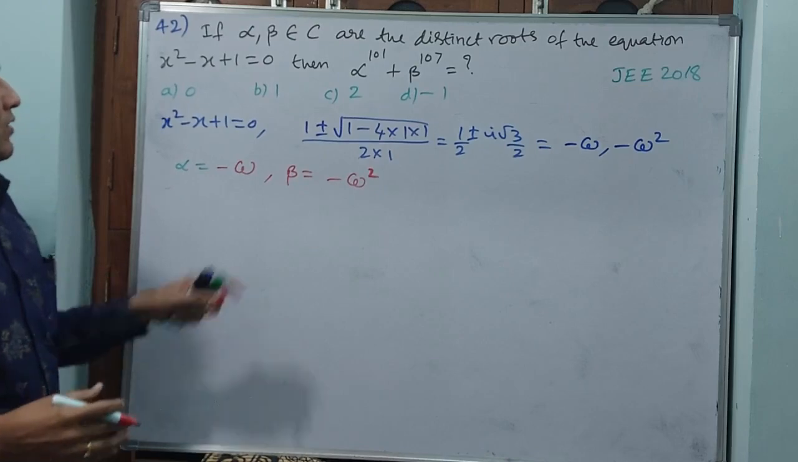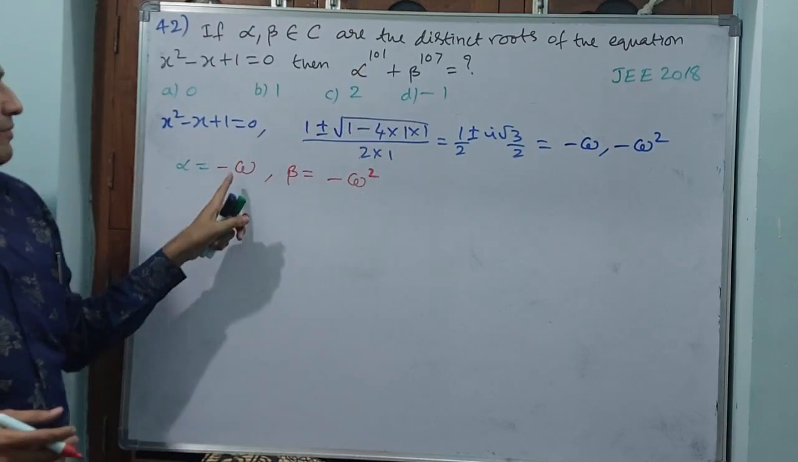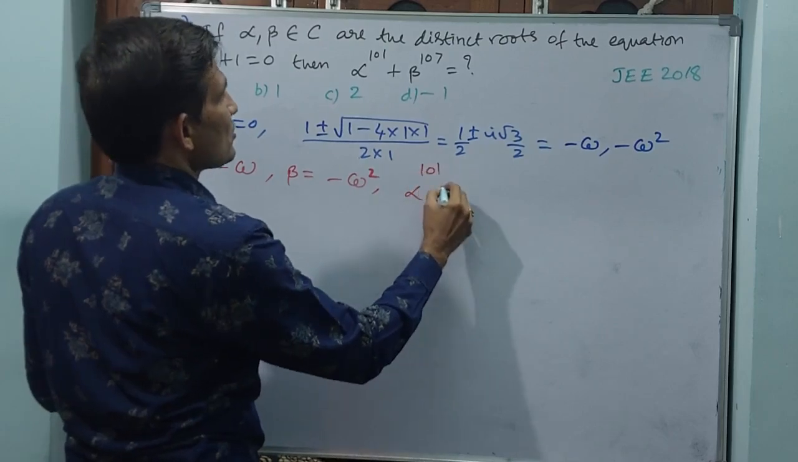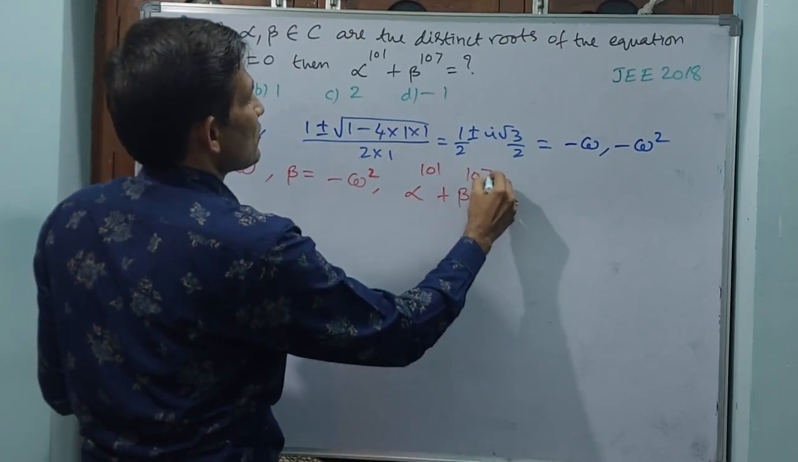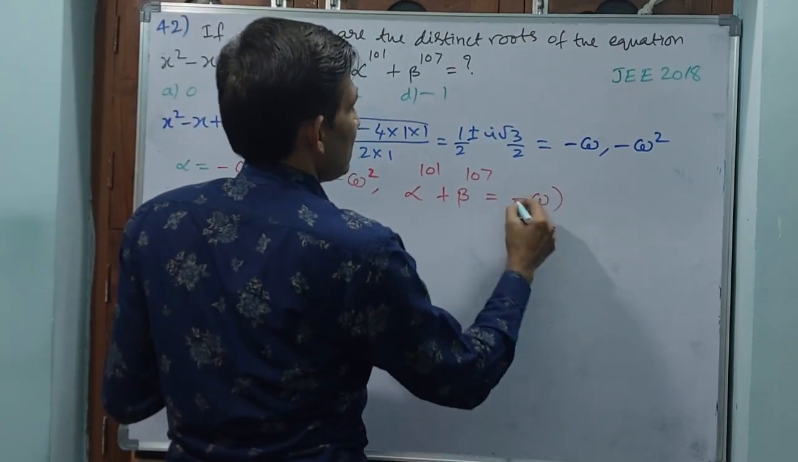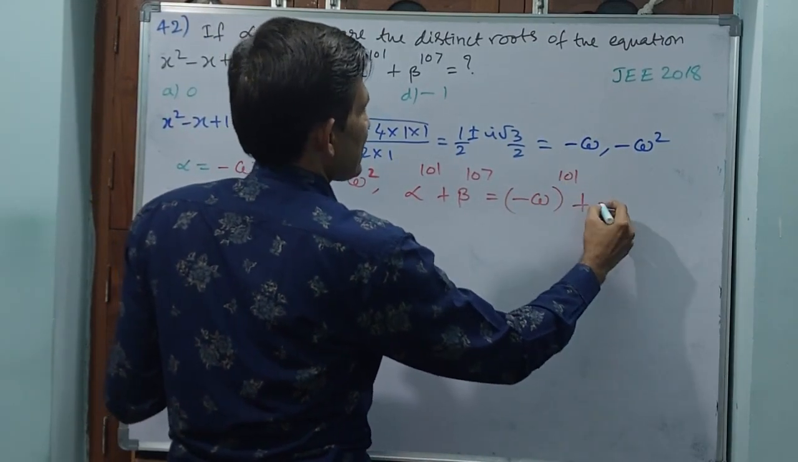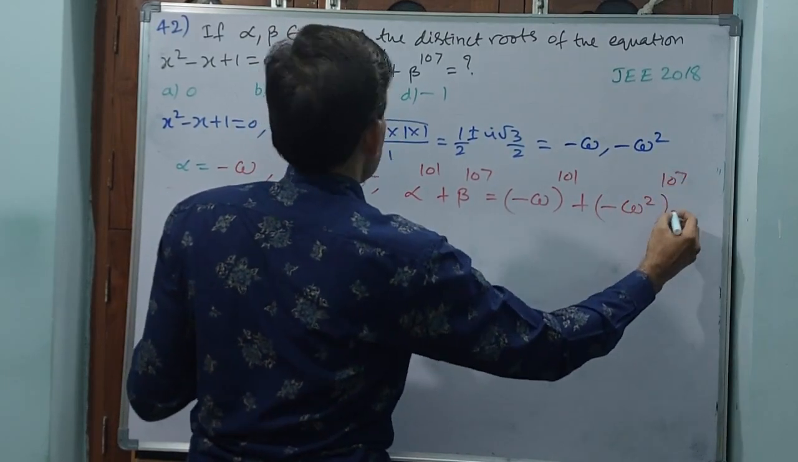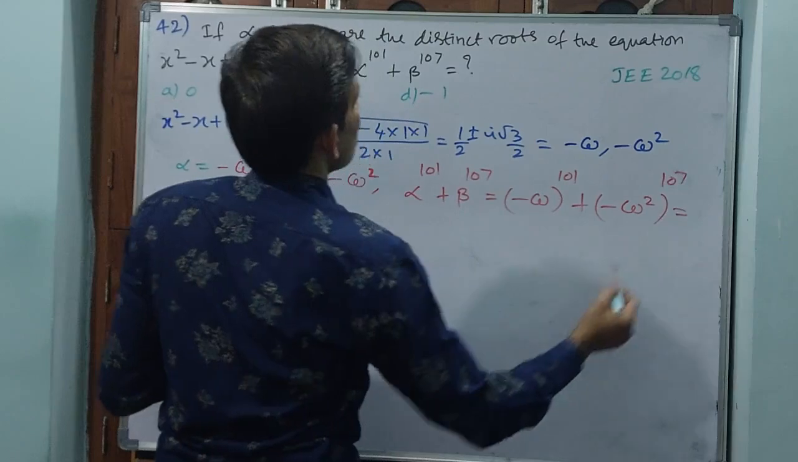Okay. Now see, alpha to the power of 101 means minus omega to the power of, write down first. Alpha to the power of 101 plus beta to the power of 107 is equal to minus omega to the power 101 plus minus omega square whole to the power of 107. That is equal to how much, like they ask.